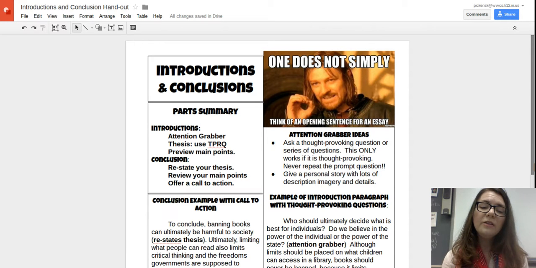Then when you get to your conclusion, you're going to restate your thesis. And that does not mean putting it in the exact same words, and I'll show you what that means then. Then you're going to review your main points or your main claims. And then you're going to offer a call to action. That basically means what is your audience going to do with your argument, or what would you like them to do with your argument? And we'll give some examples of that then.